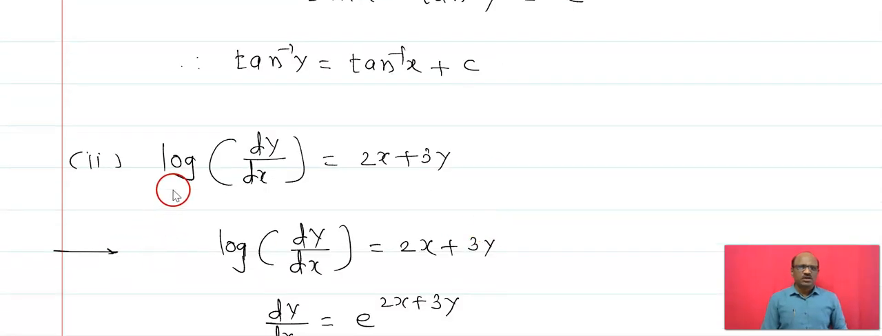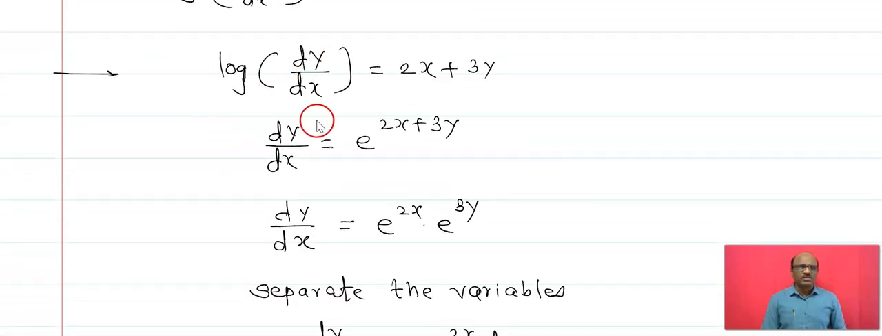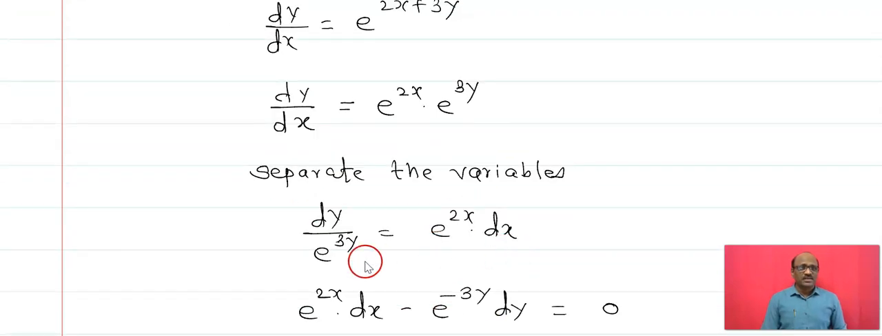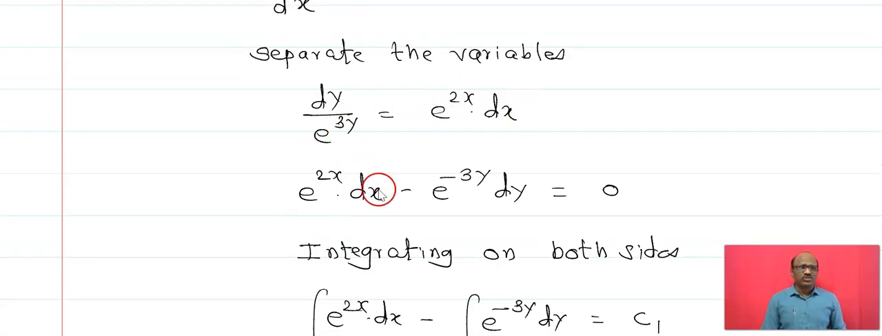Now the next question, log of dy by dx is equal to 2x plus 3y. Therefore, dy by dx is equal to e raised to 2x plus 3y. Therefore, dy by dx is equal to e raised to 2x into e raised to 3y. Now, separate the variables. After separating the variables, dy upon e raised to 3y, so the y terms under dy, and dx into e raised to 2x. Now again this can be written as e raised to 2x into dx minus e raised to minus 3y into dy is equal to 0.